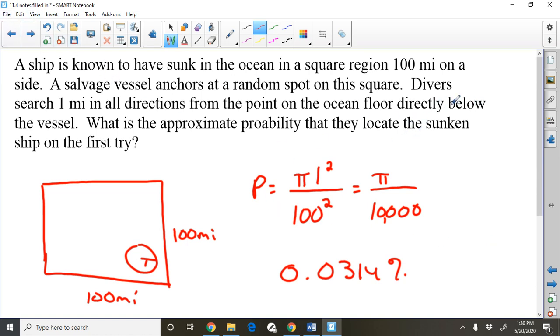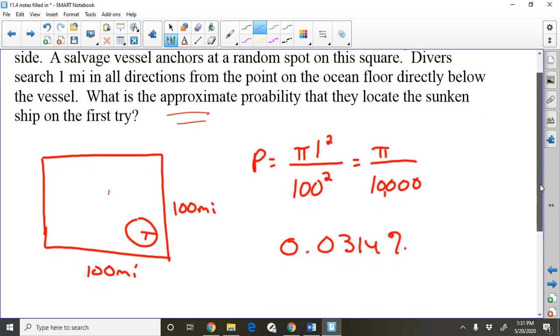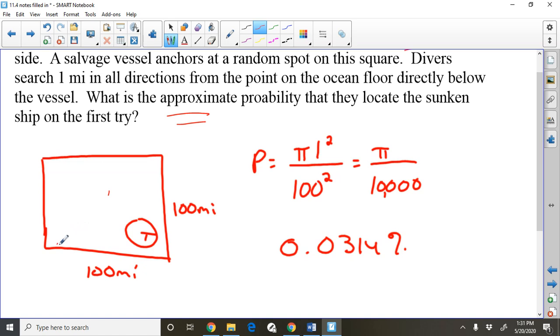I'm just going to show you this example quick. It says a ship is known to have sunk in the ocean in a square region 100 miles on a side. A salvage vessel anchors at a random spot on the square. Divers search 1 mile in all directions from the point on the ocean floor directly below the vessel. What is the approximate probability that they locate the sunken vessel on the first try? We have to say approximate here because if they parked very close to the edge, the circle where they could search would be slightly smaller because part of it would be outside the square.